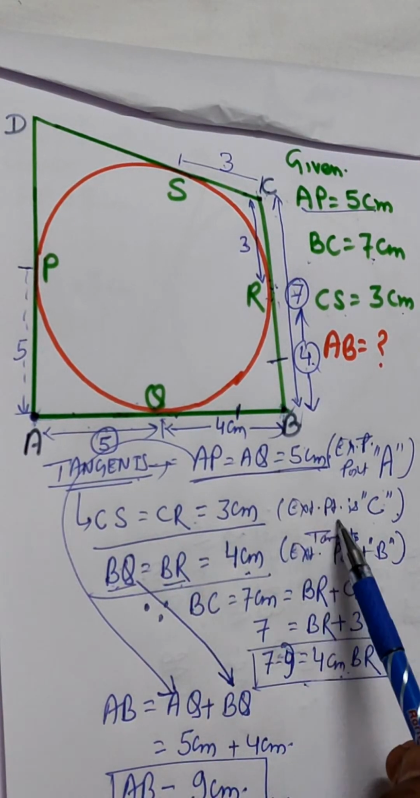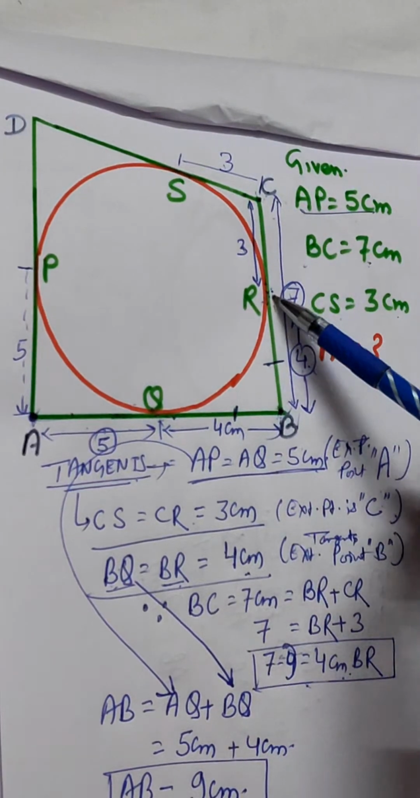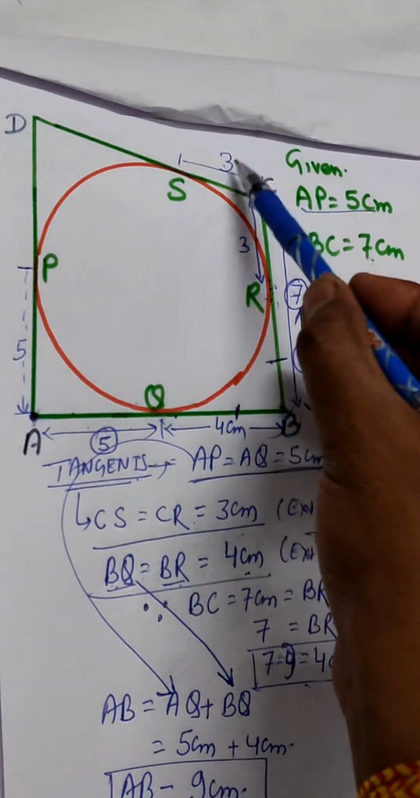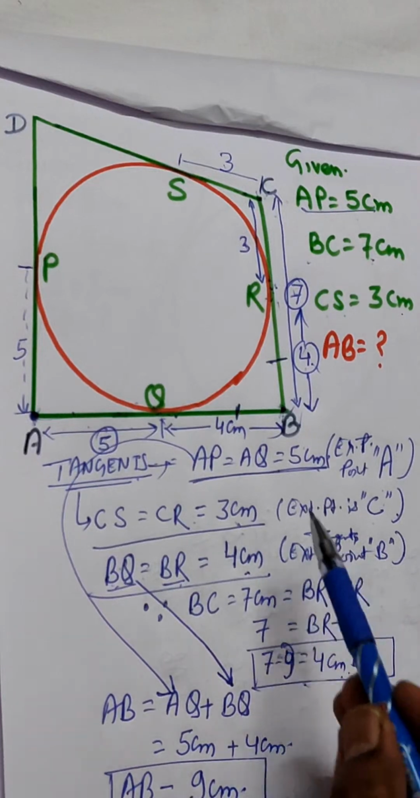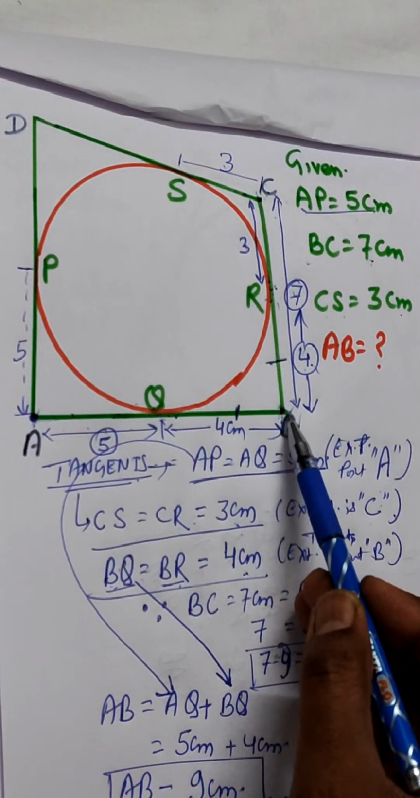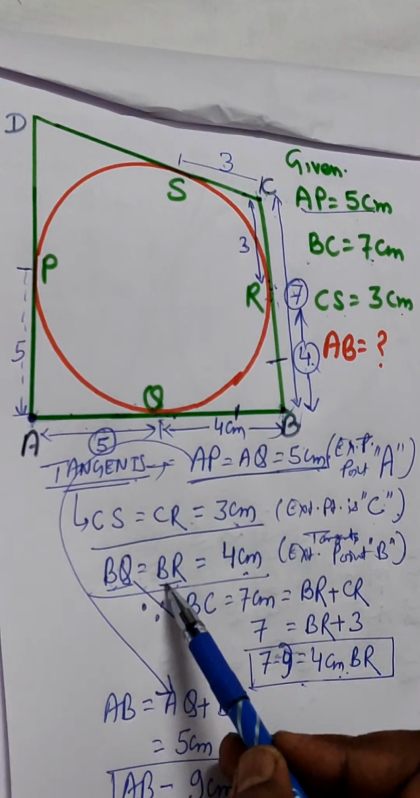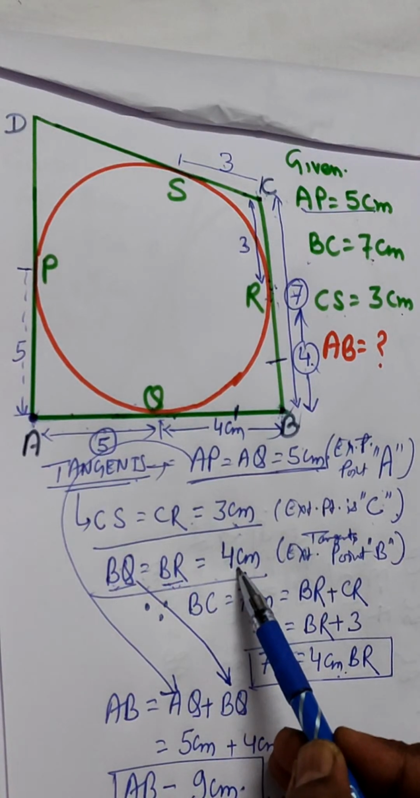Similarly, from the external point C, two tangents are drawn, CS and CR. So the lengths of CS and CR will be equal, that is equal to 3, right? Similarly, from the external point B, the two tangents which are drawn are BQ and BR. So the lengths of BQ and BR are both equal to 4 centimeter, right?